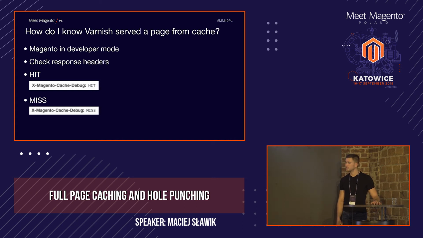When you are in a different mode than developer, you don't get those headers, but you do get the Age header. The Age header is the age of the page in seconds. So if the Age header value is 0, it means that the page was freshly generated, and if the Age header is larger than 0, it means that it was served from Varnish.